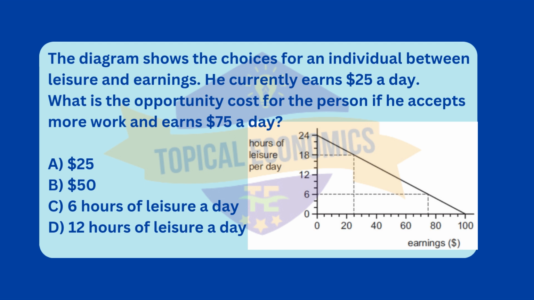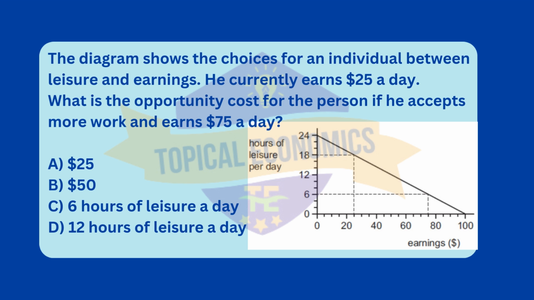Moving to the 18th question. The diagram shows the choices for an individual between leisure and earnings. He currently earns $25 a day. What is the opportunity cost for the person if he accepts more work and earns $75 a day? A. $25. B. $50. C. 6 hours of leisure a day. D. 12 hours of leisure a day. This question is from year 2017 February-March version 2 paper.